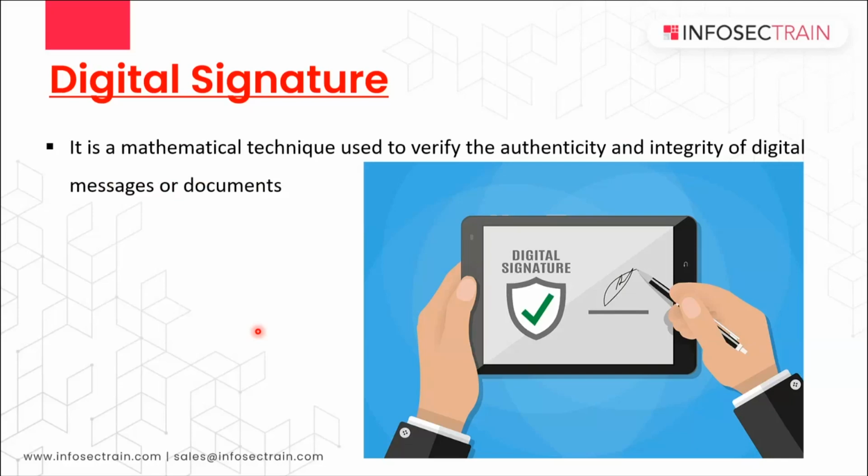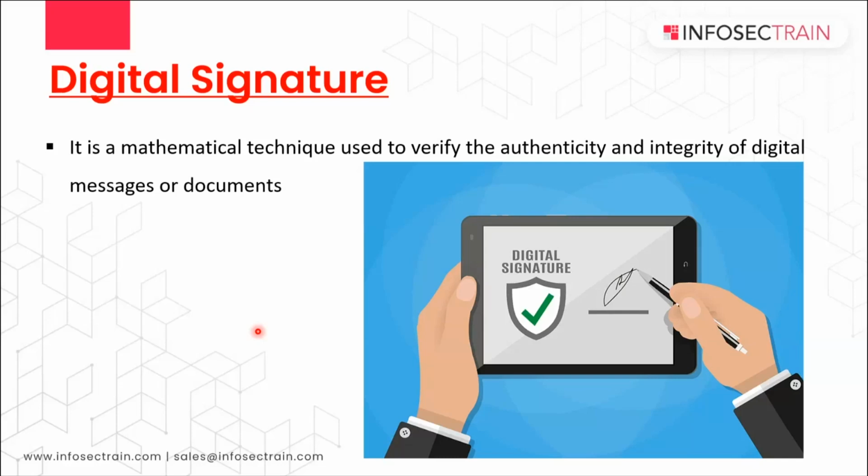Basically, a digital signature involves using a digital key which is unique to the signer and can only be accessed by the signer, to generate a unique code that is added to the message or document. This code, called the digital signature, serves as proof that the message or document has not been altered or tampered with since it was signed, and that the signer is the person they claim to be.